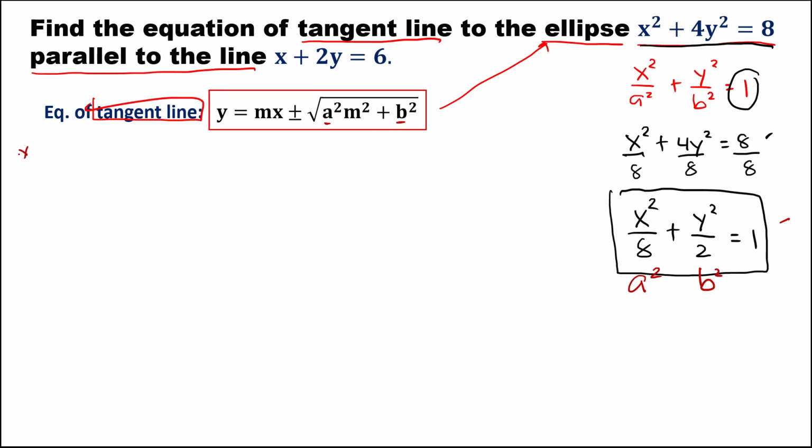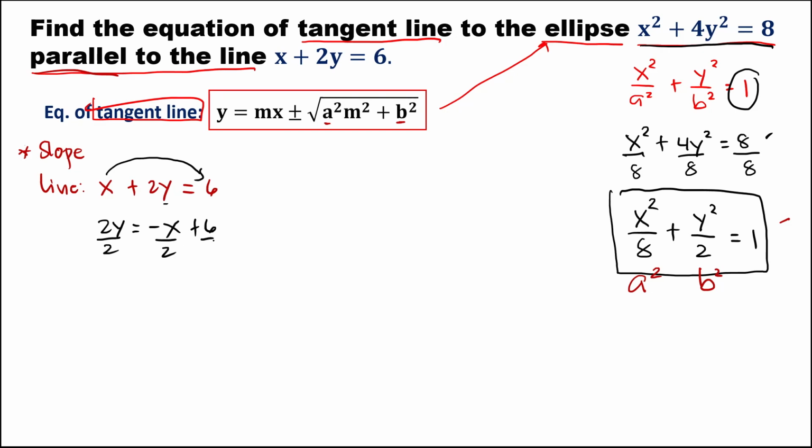Then this time, we need to find the slope from the equation of this parallel line. So that's x plus 2y equals 6. Then we need to solve for y. So transpose this positive 6 to the other side. So this becomes 2y equals negative x plus 6. Then divide every term by 2 to solve for y. So y equals negative 1 over 2 x plus, so this is positive 3.